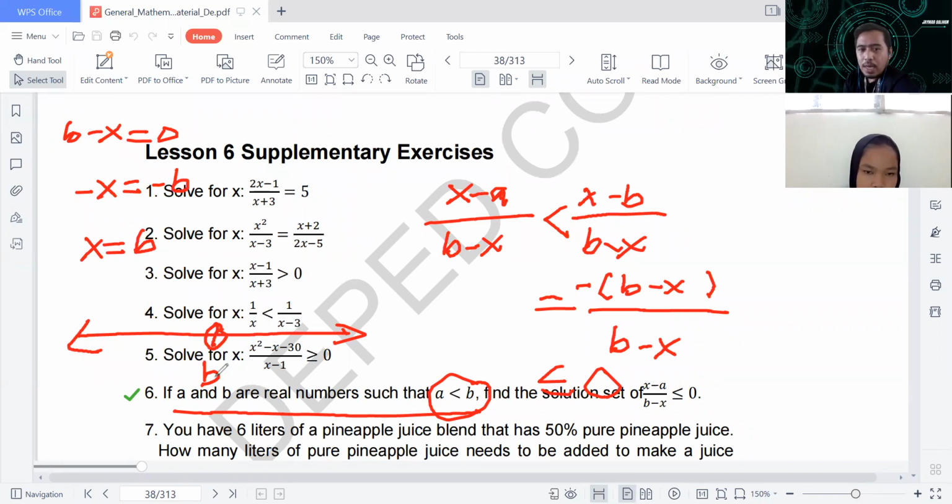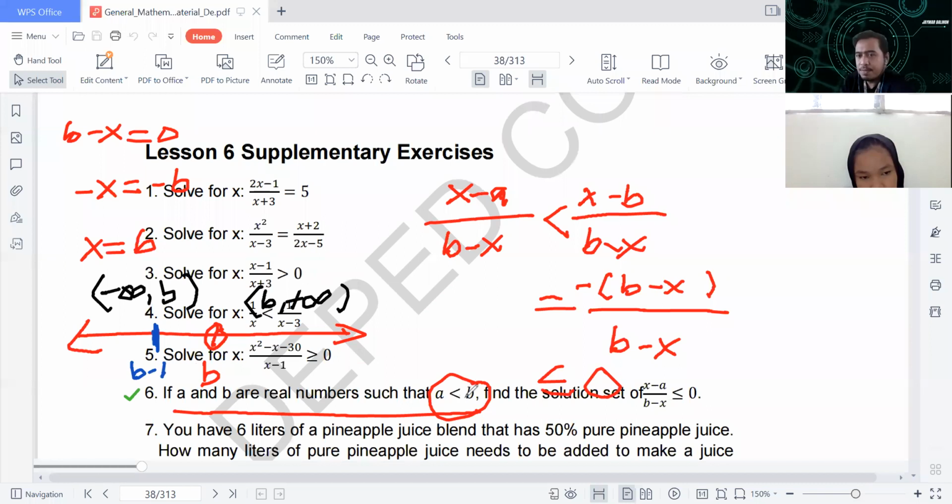When x is equal to b, obviously this becomes 0 here and it will be undefined, so it should not be included. By that, we can be sure that the interval here will be to positive infinity, while here it will be from negative infinity, both open intervals. The next thing is to test these intervals. We will get a value that is included in each interval. As we all know, if this is b, somewhere here is b minus 1. So you can test it here.